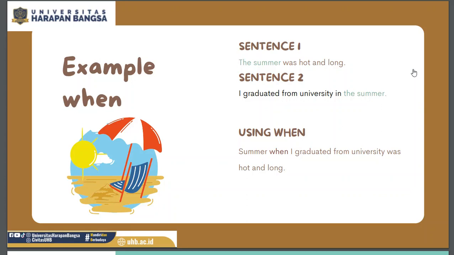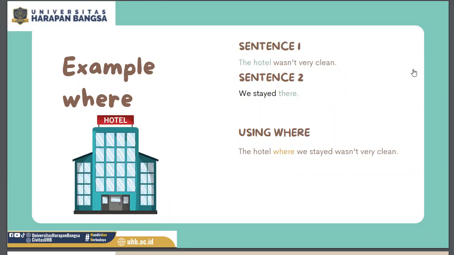Okay? And then, example of use of the relative pronoun where. Sentence 1: the hotel wasn't very clean. Sentence 2: we stayed there. So the use of where represents the hotel. The hotel where we stayed wasn't very clean. So where here refers to the hotel.